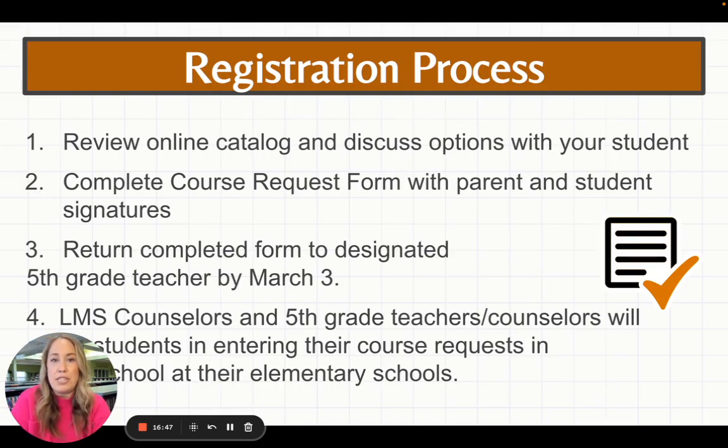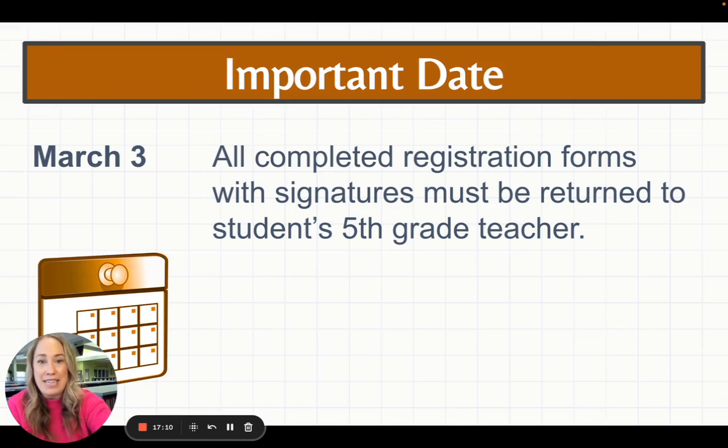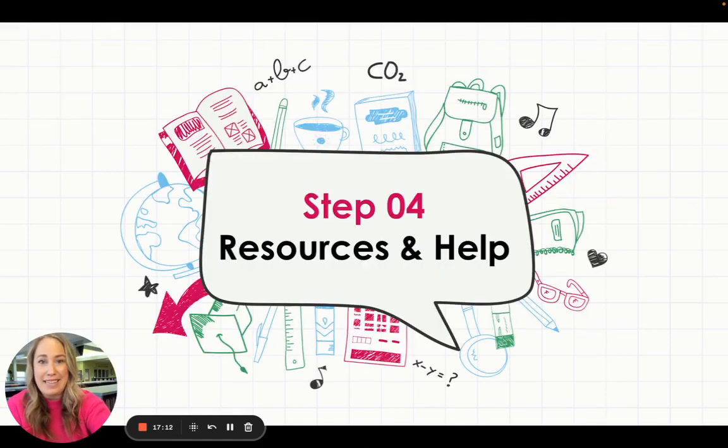So what is the registration process? You're going to review the online catalog, discuss what classes your student might want to take, complete the course request form, and then return it to your 5th grade teacher by March 3rd. Then we're going to come over after spring break to the elementary schools and help our students register for their classes for next year. March 3rd is our deadline, so that's a very important date.